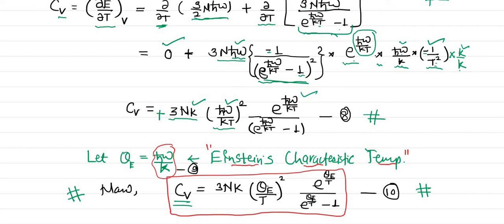We know that for high temperature we already have the classical theory, but the problem is what happens at low temperature. So we will see in the next video whether this Einstein's theory works very well at low temperature or not.